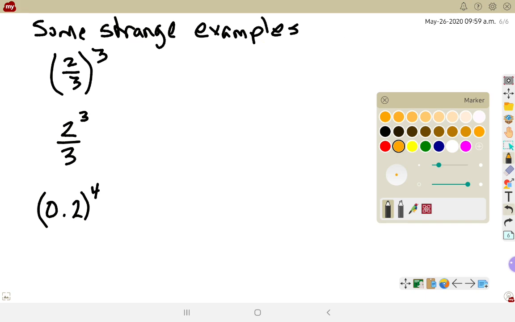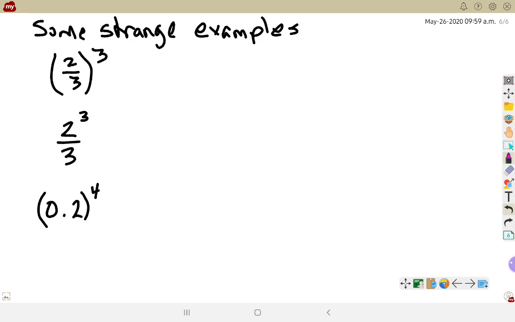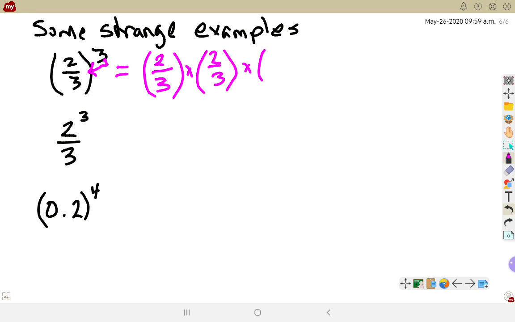All right, so I'm going to look at a couple strange examples because you're going to see some of these on your sheet this week. Again, I'm going to use this same idea. This exponent of 3 is touching the bracket. So I need to take everything inside the brackets and multiply it all together. So that gives me 2/3 times 2/3 times 2/3. I'm just multiplying fractions now. I would look for any cross reducing, which I don't have between 2 and 3. So that's going to give me 2 times 2 times 2, which is 8, and 3 times 3 times 3, which is 27.